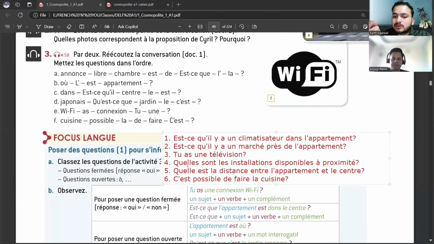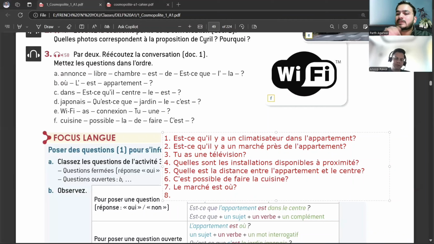C'est possible. You can make the question with c'est also. And you can also make a question like, where is the market? So, le marché est où? Okay. You can make this type of question also. Le marché est où? These are some basic questions that you can use and frame at the moment.